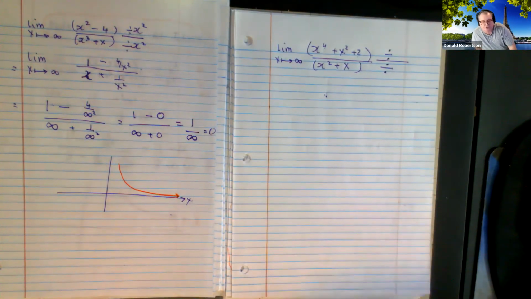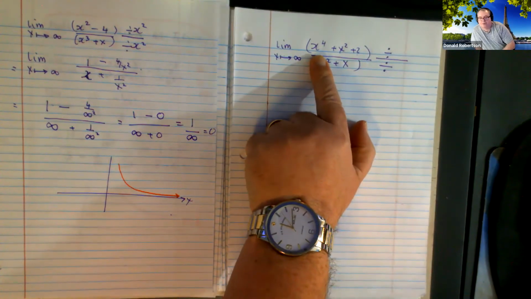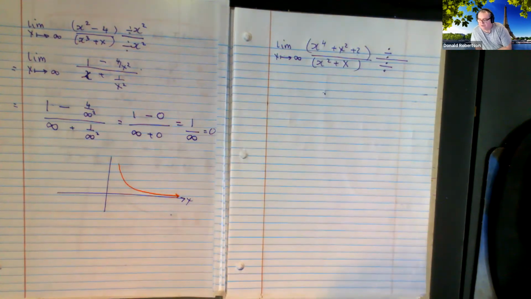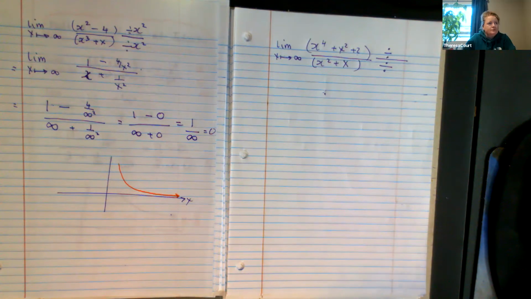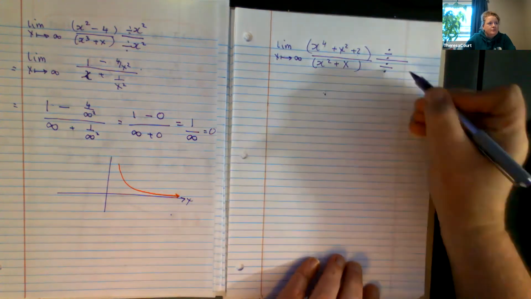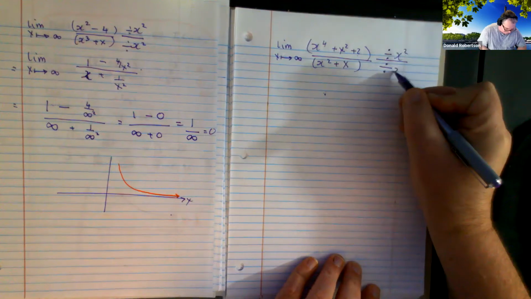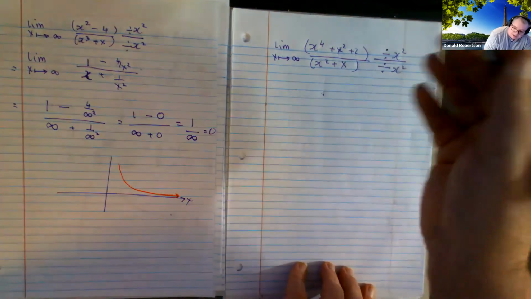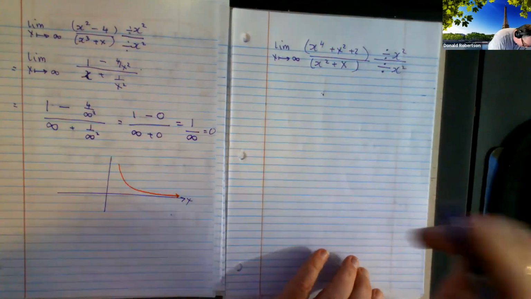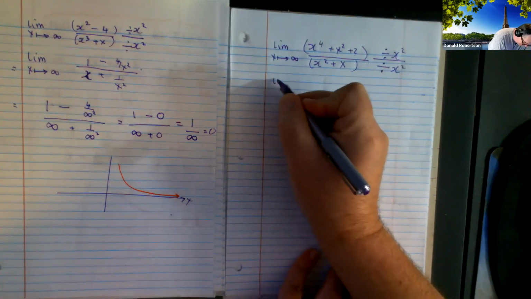The biggest power on the top is x to the 4. The biggest power on the bottom is x squared. So far, so good? Right. What do you divide the top and bottom by in this case to keep the math easier? X squared. Pick the smaller, pick the x squared. If you want to do the x to the 4, go ahead and see what happens. It does work, but it's much uglier, in my opinion.